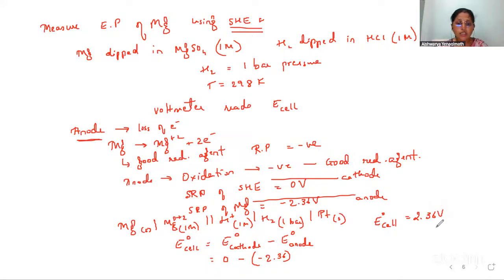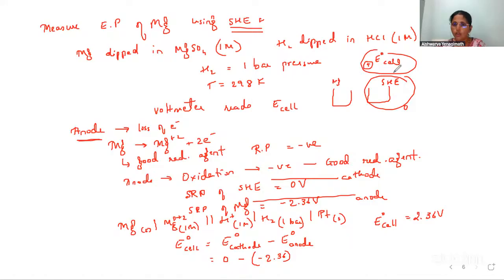Why I told this is because using the EMF of the cell, we can measure the electrode potentials of cathode or electrode potential of anode. So how will we get this E cell? We'll get this E cell through the experimental setup. We'll use 2 beakers. In one we have SHE, the SHE setup has to be made. In the other you will have another magnesium electrode in MgSO4 solution. You have a salt bridge, and when you set everything up, you fix a voltmeter here. That will give you the value of E naught cell. Correct? So we get the E naught cell value.